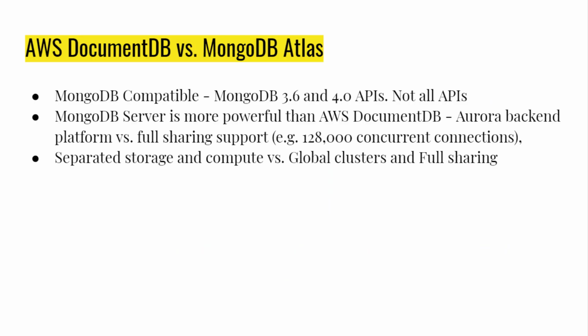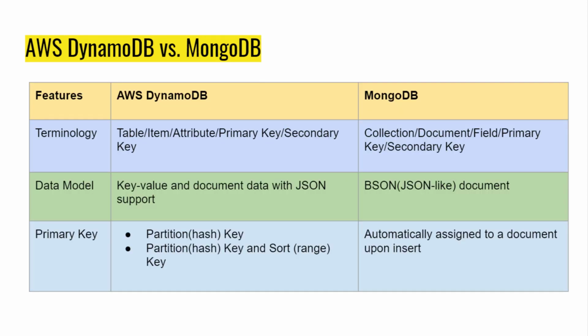This storage and compute decoupled architecture also provides an advantage in its pricing model. I will go through the pricing models later. Now let's compare AWS DynamoDB and MongoDB. DynamoDB and MongoDB, on the other hand, have many differences. I listed the terminology of the 2 databases so you can cross-match them.